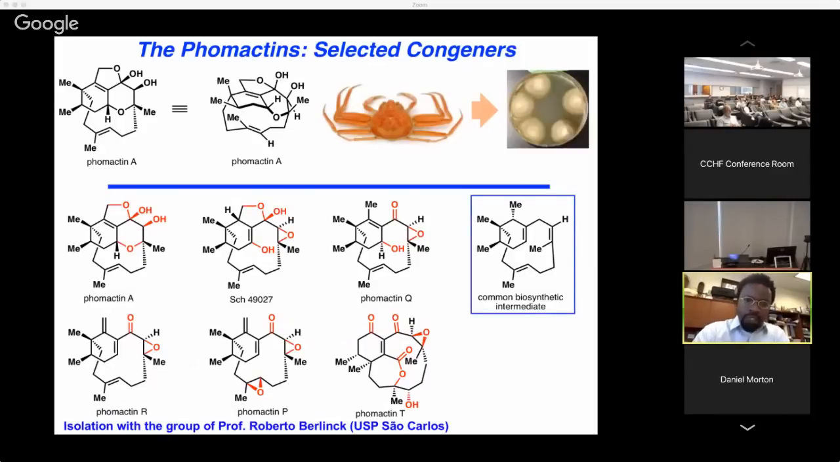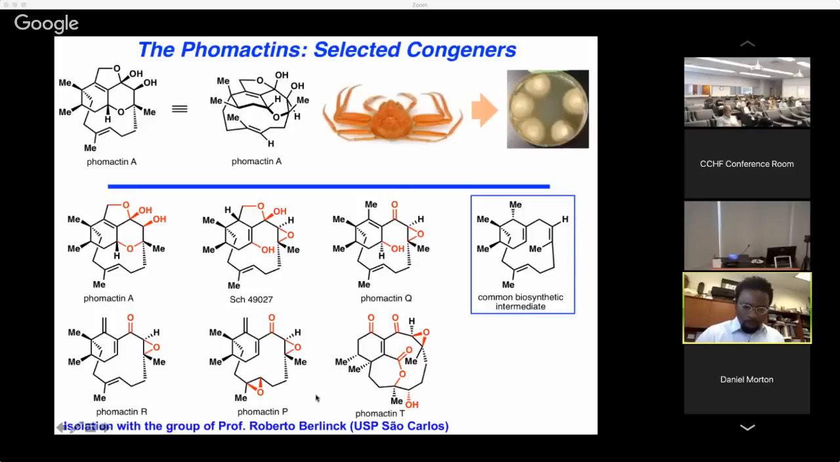And so as we considered the family as a whole of the formactins, what we came to appreciate is that all the congeners in the family actually have the same carbon skeleton, which is depicted here in this blue rectangle. And one thing that seemed to be the case is that if one thought about biosynthetically how these molecules arise, it may be the case that a late stage P450 tailoring mechanism would account for how oxygenation is achieved in all of these molecules.